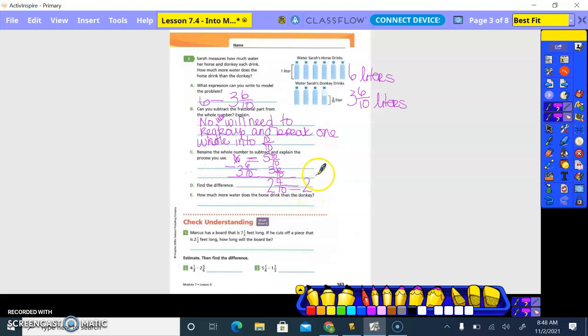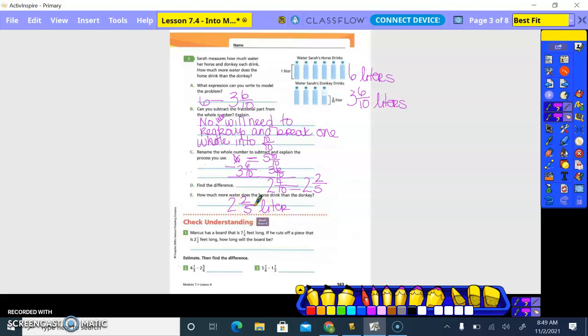So that equals 2 and 4/10, right? Because we already came up with 2 and 4 tenths, right? So we needed to simplify. So 2 went into both. So how much more water does the horse drink than the donkey? 2 and 2/5 liters. Okay. All right. So check understanding.